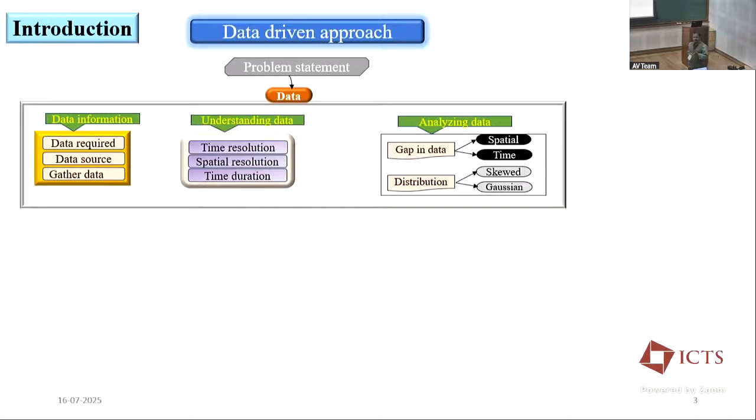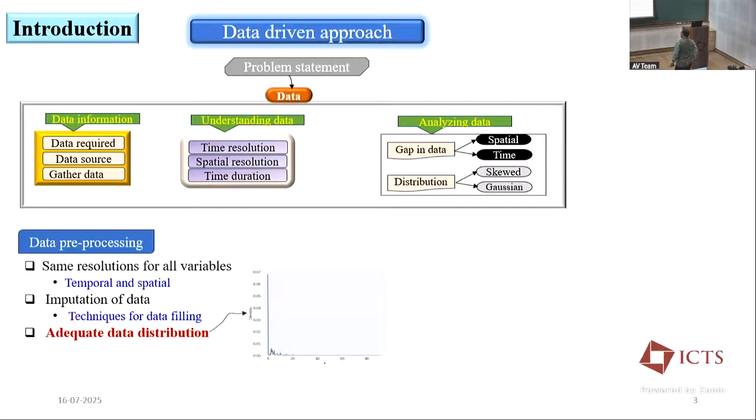Yes, so this is the problem: model training will have a problem. Another thing I have to specify here: suppose we are working on a problem statement where the target variable is one, but we have many input variables. I will come to this when I go to the case study. In that case, we have to have the same time and spatial resolution for all the input data.